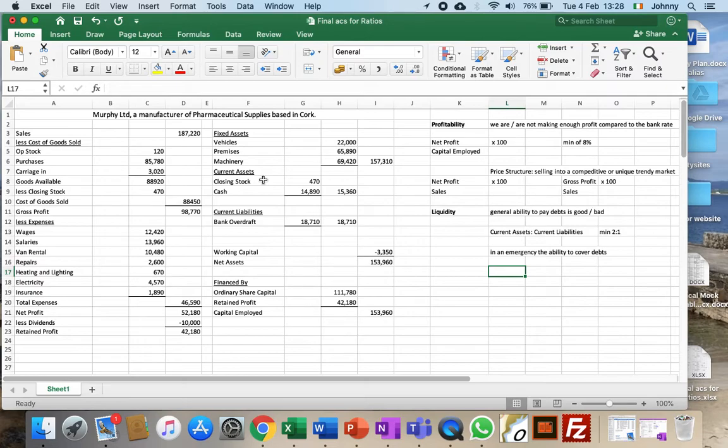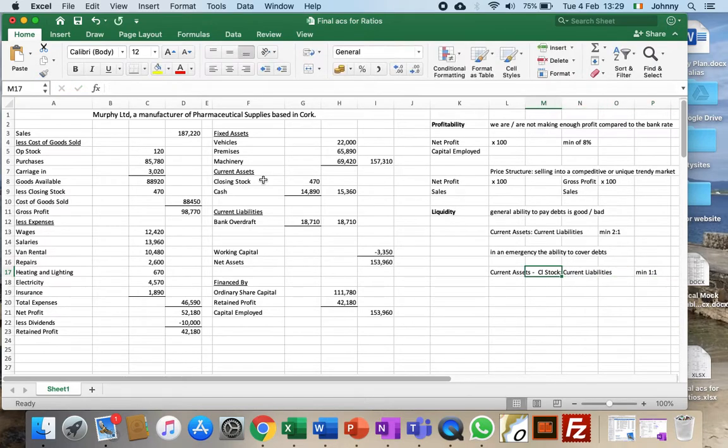So what I do is I'm going to ignore my closing stock. So it's current assets without stock. And I have that as a ratio compared to my current liabilities. Okay, and I'm looking here for a minimum figure of 1 to 1.